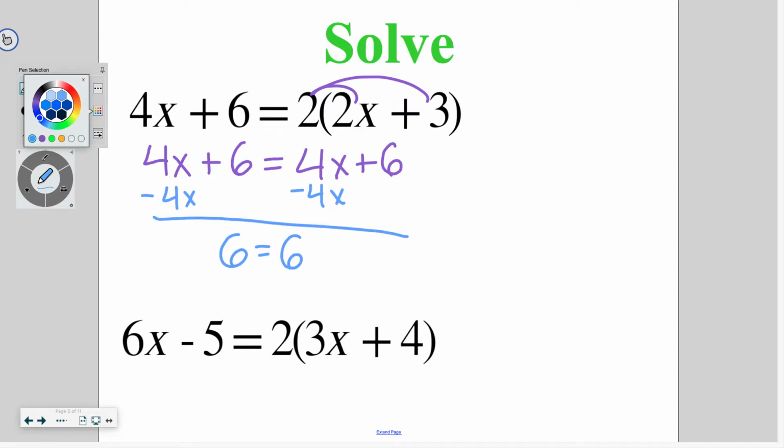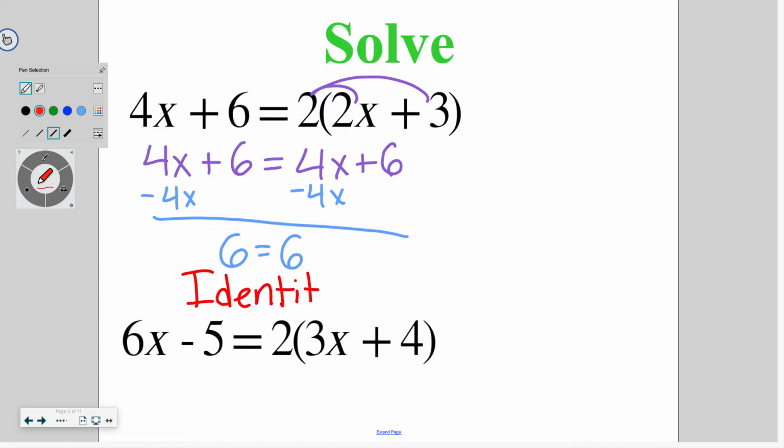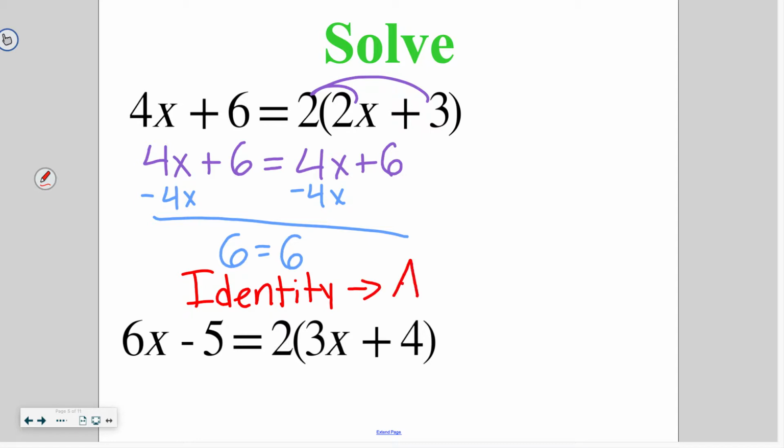When this happens, we call this an identity equation because both sides are equal to each other. When you have this happen, the answer to the problem is all solutions. It does not matter what number you plug in. It will always give you the same answer.